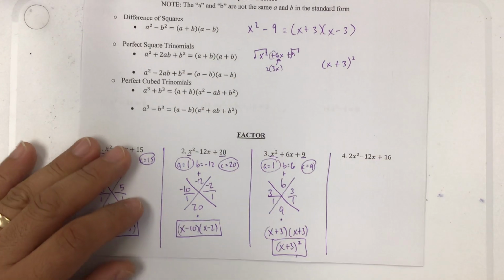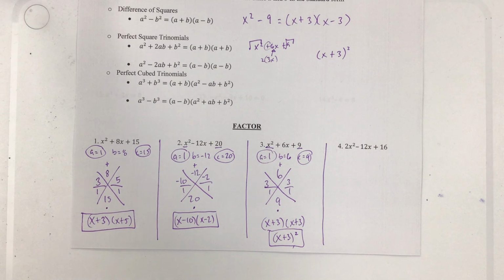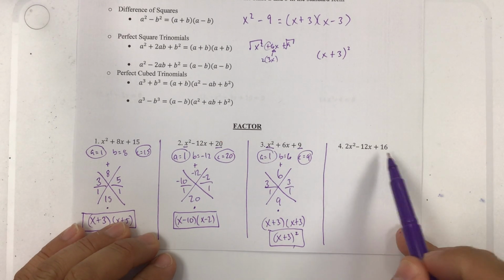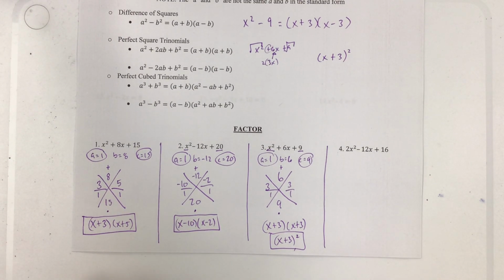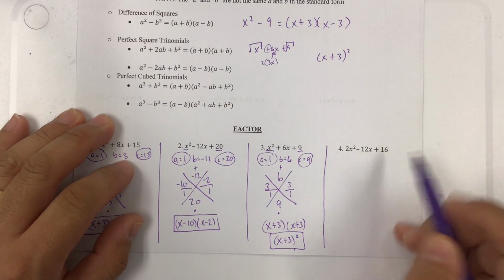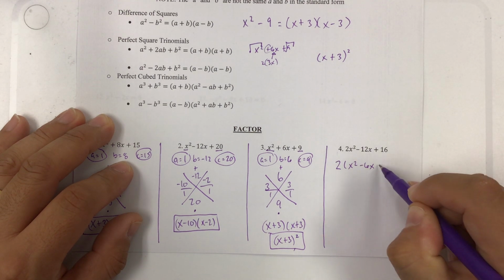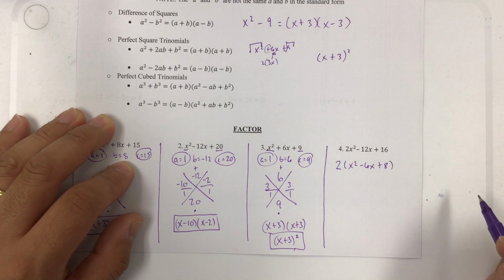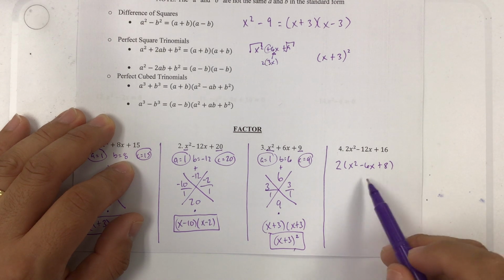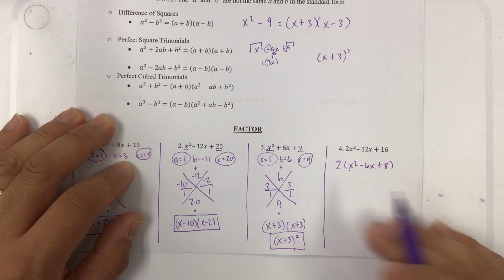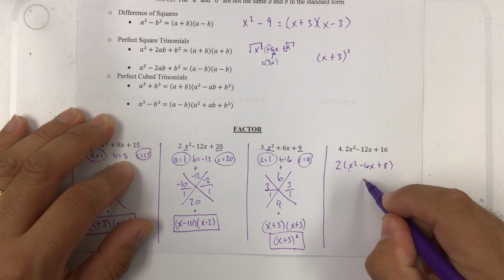All right, number 4. First step, is it in standard form? Yes, ax squared plus bx plus c. Second step, do we have a greatest common factor? Well, I'm looking at these, and they're all divisible by 2. So we have x squared minus 6x plus 8. This is not one of those special cases. This is a perfect square, but that's not, and I have no difference of squares. So I'm going to go to the X method.